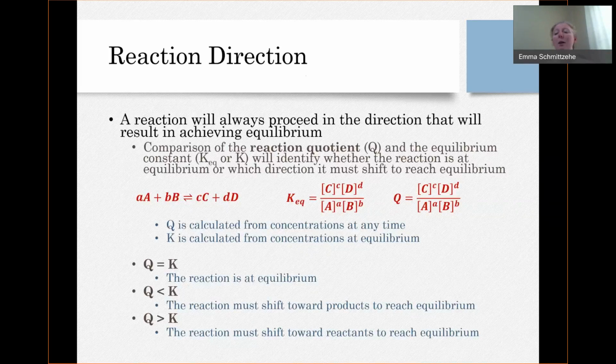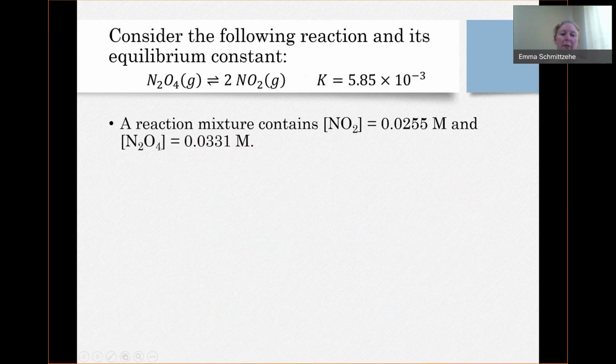Okay. And there's lots of reactions that there have been plenty of experiments done that the K value is known. Okay. And so then you use that known K value and you compare it to the Q for your situation. And then that tells you what's going to happen. So let's look at an example of this.